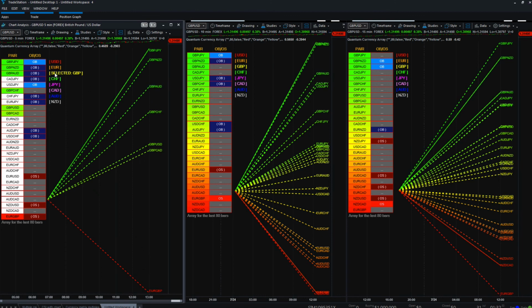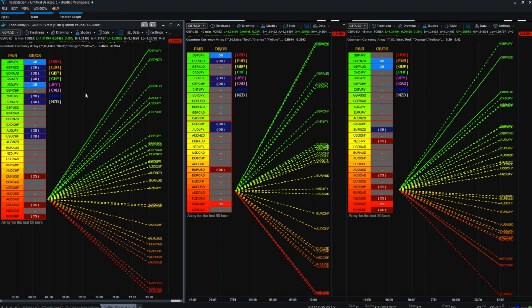So it's a fascinating indicator, very powerful to use, will help you in your forex trading enormously.